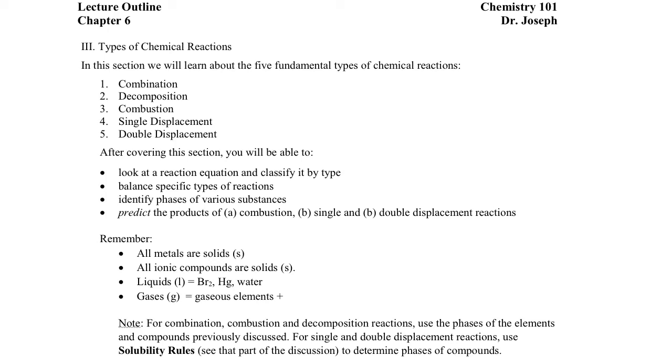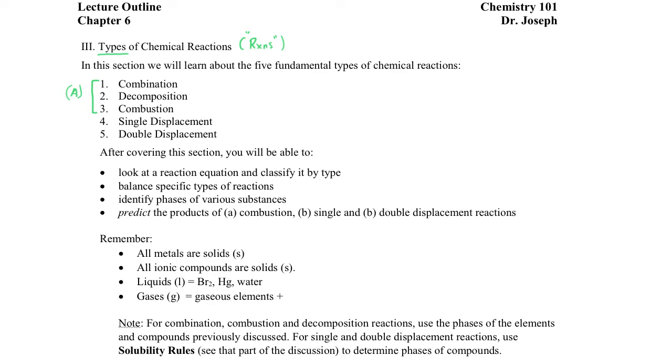Welcome back, everyone. Now that we've learned about the different parts of chemical equations and how to balance them, it is time for us to start learning about the types of chemical reactions. Here in part 3 of the Chapter 6 outline, we will learn about the 5 fundamental types of reactions. We will learn these 5 types of reactions over the course of several lessons. Here in this first lesson, we will learn about the first 3 types: combination reactions, decomposition reactions, and combustion reactions.